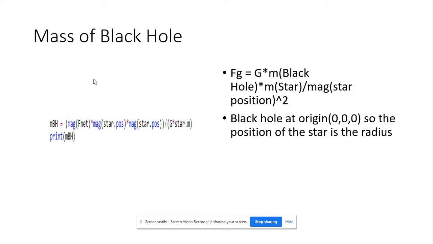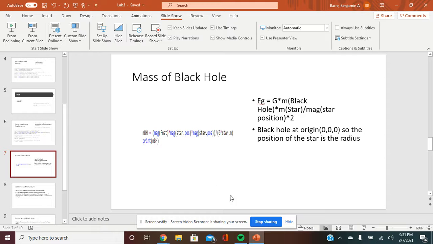And then using all this, we can use the force of gravity formula to find the mass of the black hole, in which Fg is equal to gravitational constant times the mass of the black hole times the mass of the star divided by the radius squared. In this case, since we know the black hole is at the origin 0, 0, 0, we know that the position of the star is the total radius, and we can take the magnitude of that to find the exact radius.